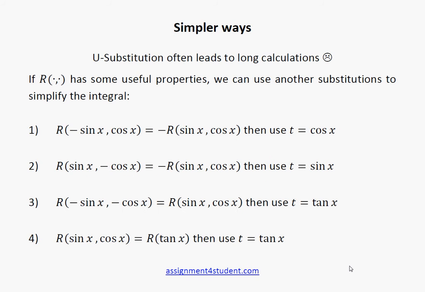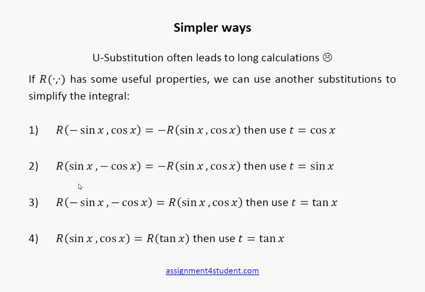Universal substitution often leads to long calculations. These four rules provide simpler ways for evaluation of integrals in the following cases. The first case is when r is an odd rational function with respect to sine. Then we can use the substitution t equals cosine of x.